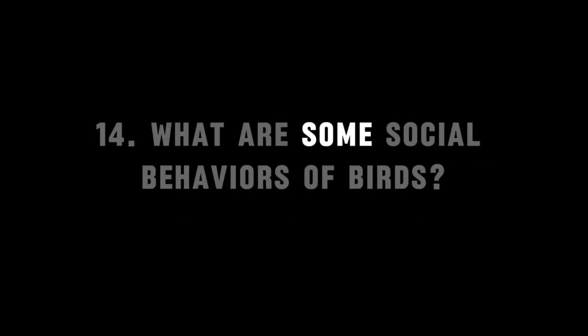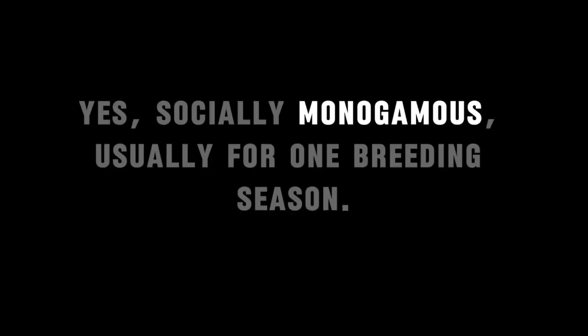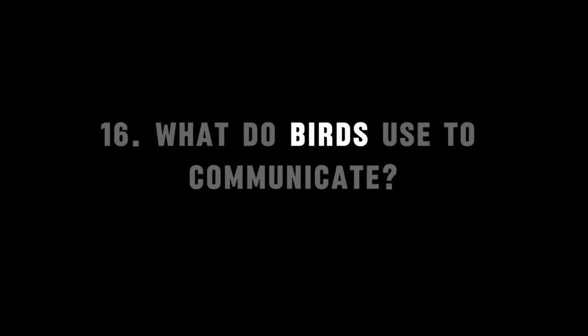14. What are some social behaviors of birds? Cooperative breeding, flocking, mobbing of predators. 15. Are most bird species monogamous? Yes, socially monogamous, usually for one breeding season. 16. What do birds use to communicate? Visual signals, calls, and songs.